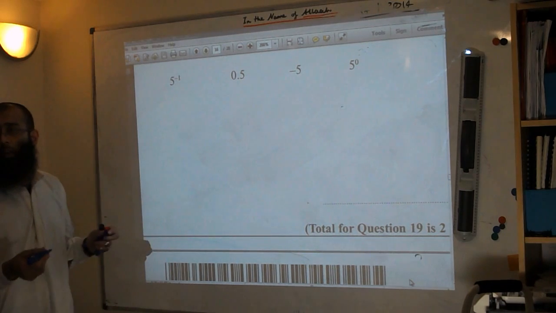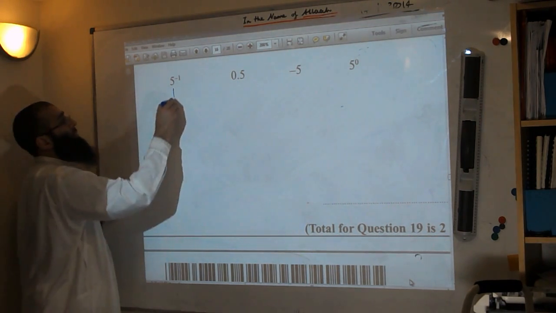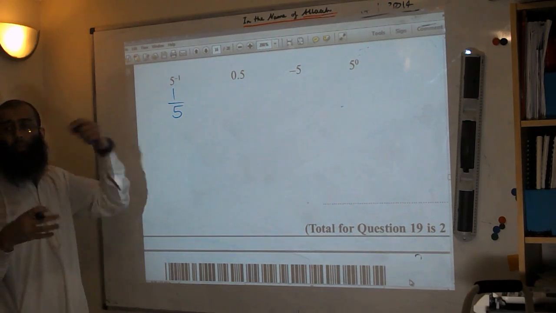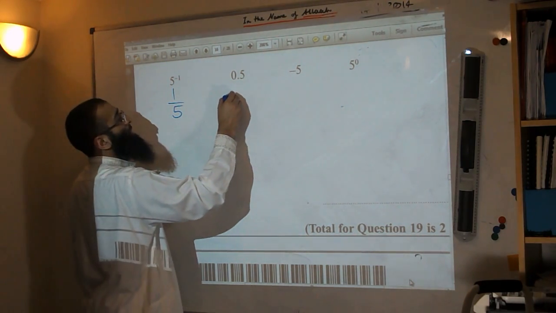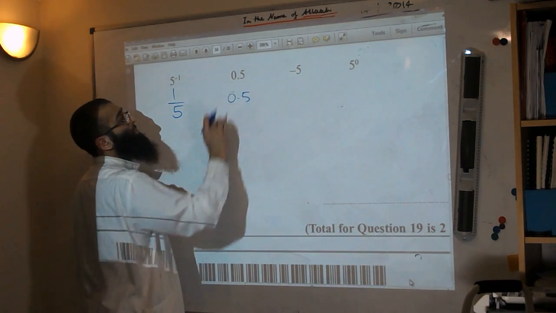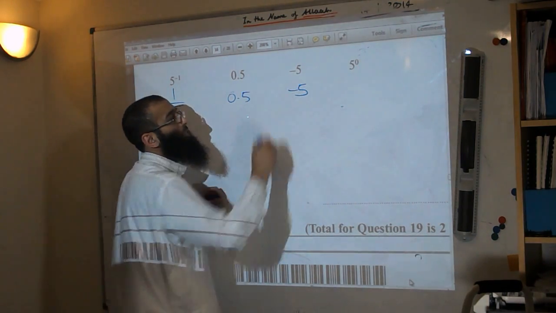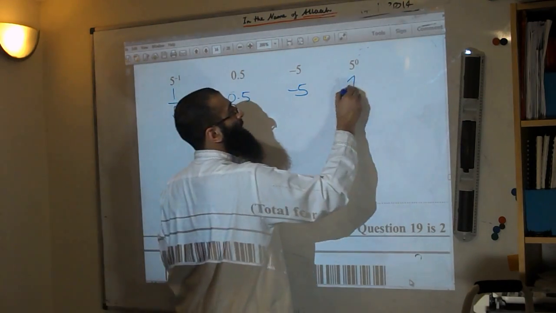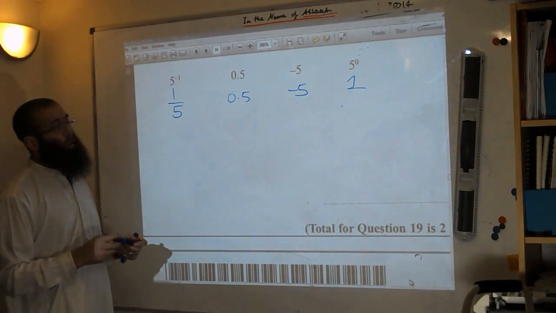Right, what does 5 to the power of minus 1 mean? 1/5. 1/5 means the reciprocal. The minus means the reciprocal, turned upside down. 0.5 is 0.5, as it is. Minus 5 is minus 5. Anything to the power of 0 is always 1.